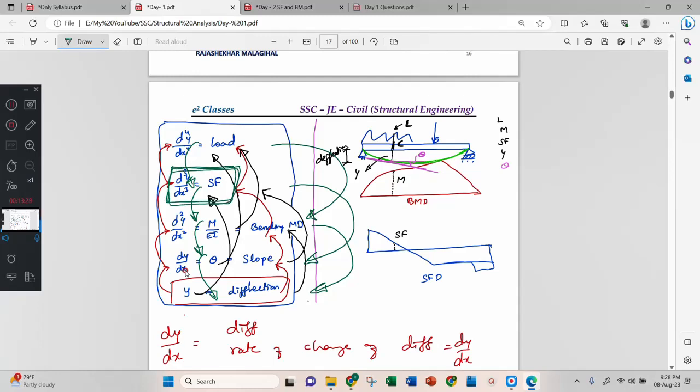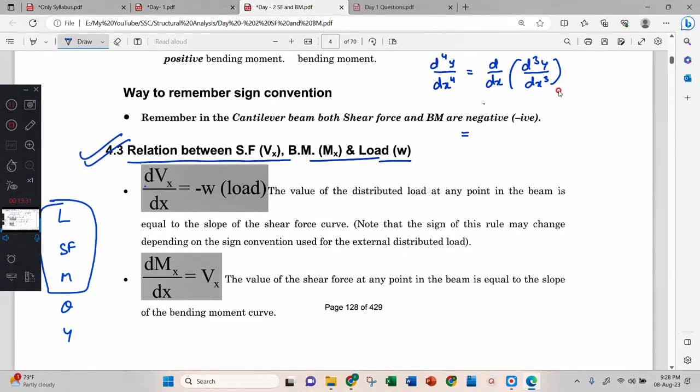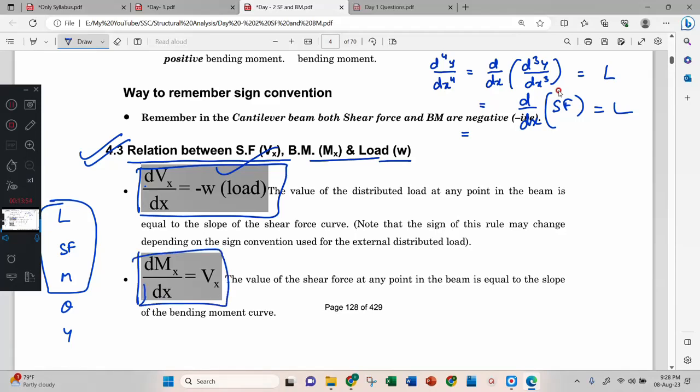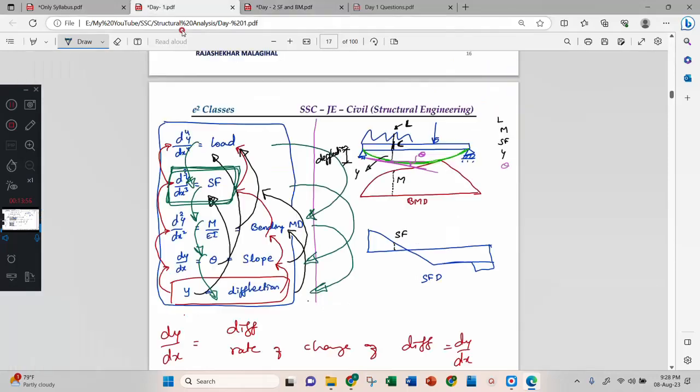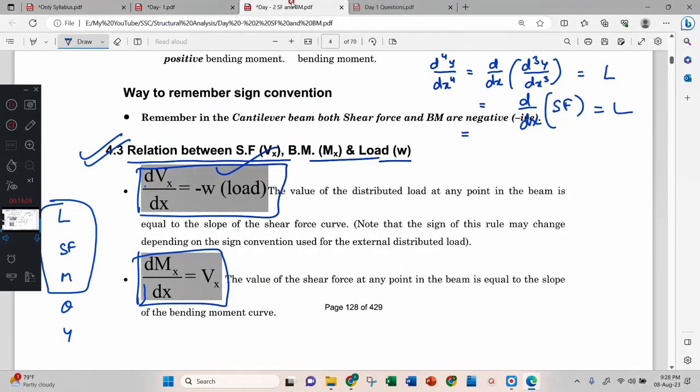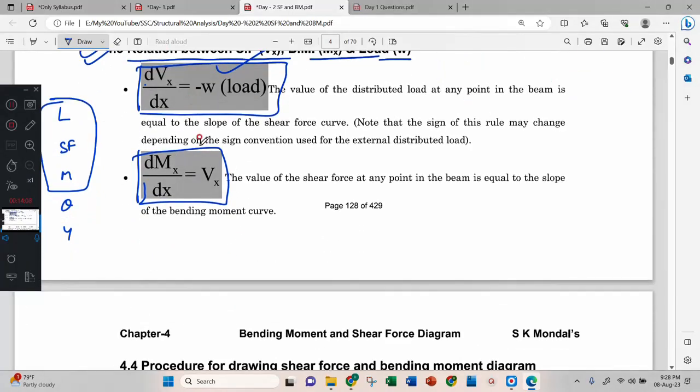Shear force. Correct? Now, come here. Therefore, d by dx of this is nothing but shear force over. That is what is written here. Then this is your load. Therefore, this box is dV by dx is load. Why it is minus, don't worry. Okay. Now the same thing, rate of change of moment is shear force. Look at here, rate of change of moment is shear force. Correct? Like that. This is the relation between these three.